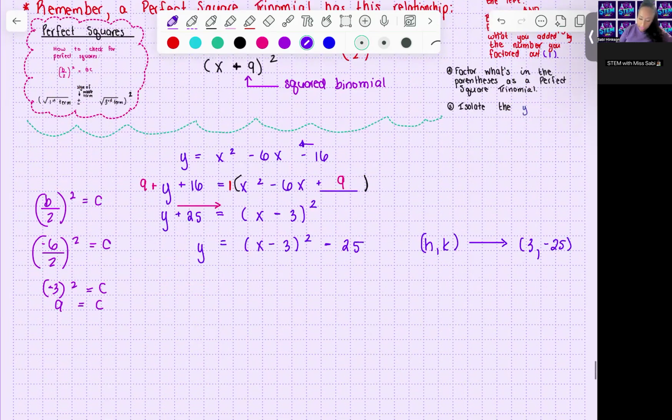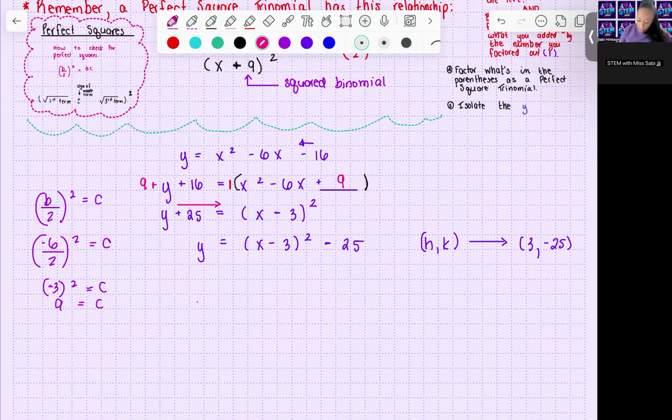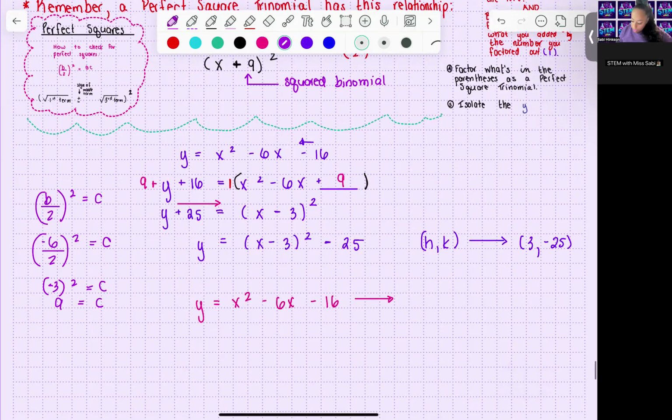So let's remind ourselves of what we did. We turned y equals x squared minus 6x minus 16 into y is equal to x minus 3 squared minus 25. So this went from general form, so again, we are looking at general form to vertex form. So general form to vertex form.